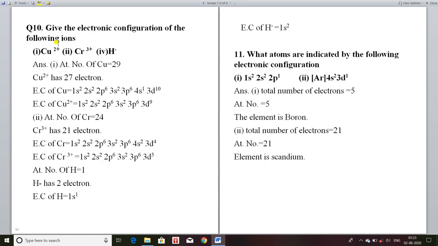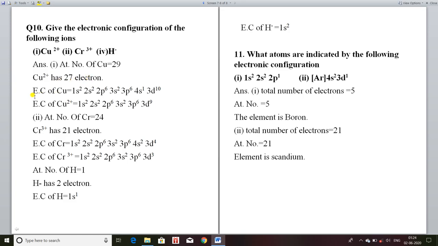Question number 10. Give the electronic configuration of the following ions. First part, copper 2 positive. Now the atomic number of copper is equal to 29. But as there is a plus 2 charge on copper, we have to remove 2 electrons. So copper 2 positive has 27 electrons.